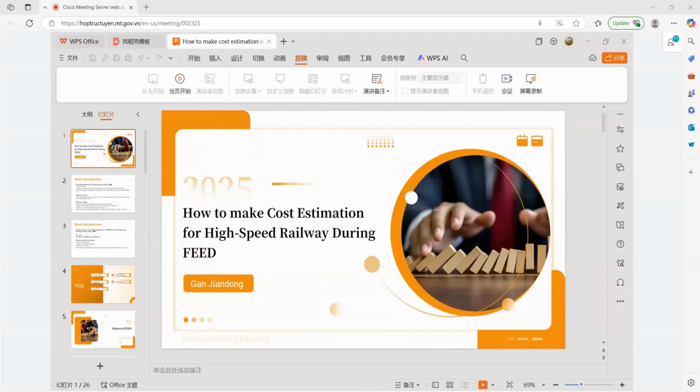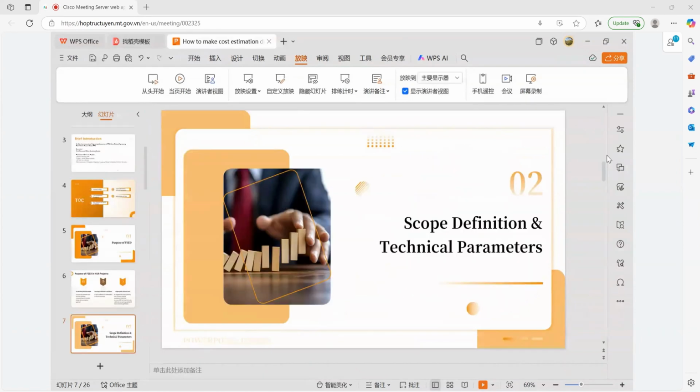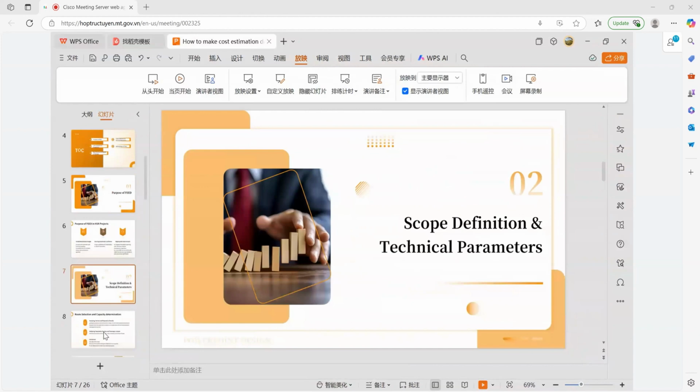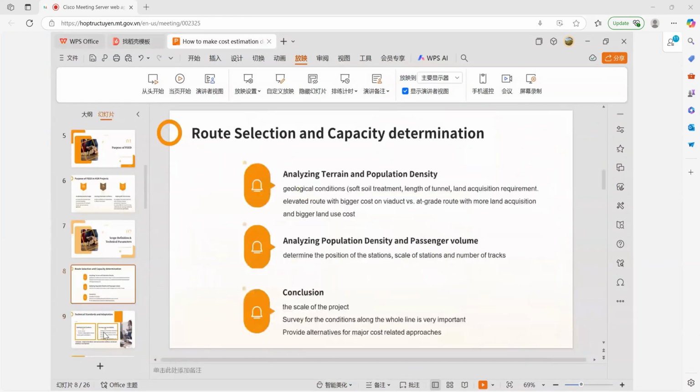Hello, Mr. Gan. Can you check? We don't know why, but we cannot see the change of your screen. We are still looking at the first line. I don't know why, maybe I change the mode. Can you see the page turn now? Yes, now we can see. Okay, so I changed this mode.